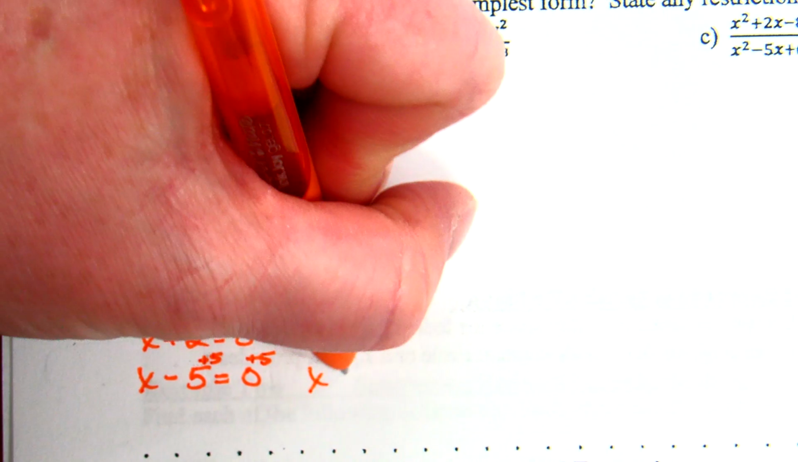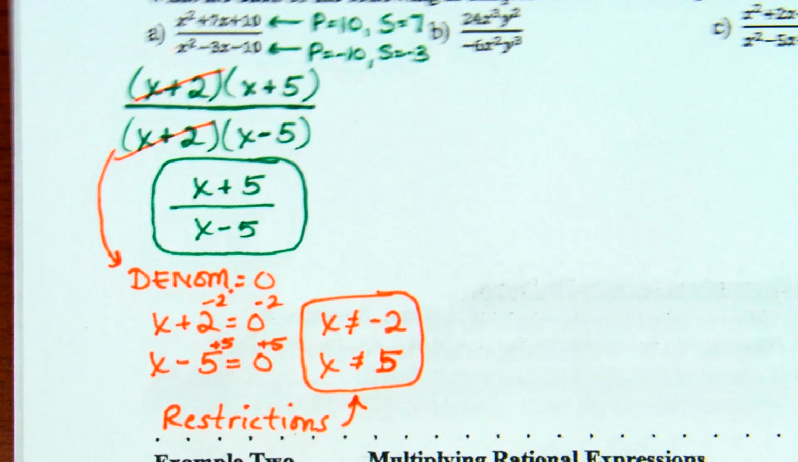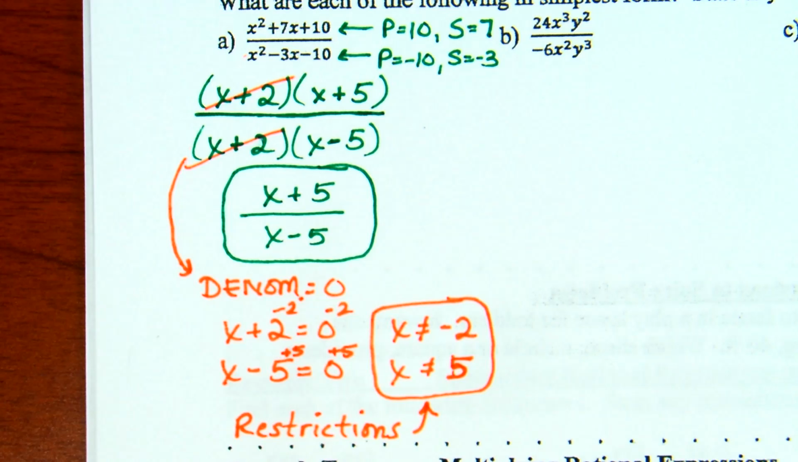Okay, these are your restrictions on the variable. X cannot equal negative 2, x cannot equal 5. Because those are items that would make your denominator equal 0, which is not okay.